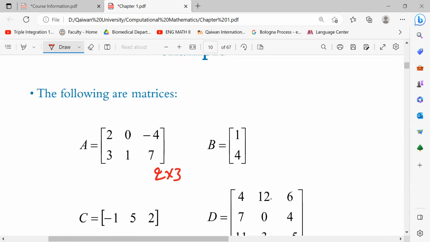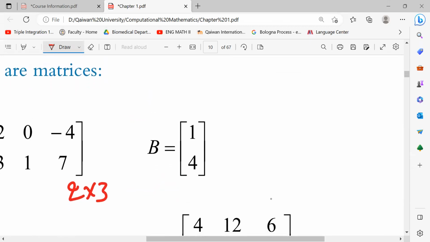And the second one, how many rows do you have? 2. We have 2 rows. And how many columns? 1. So it's 2 by 1. If we have n by 1, if it's 2 by 1, 3 by 1, 4 by 1, n by 1, it's called a column vector. As you see, it is only one column.